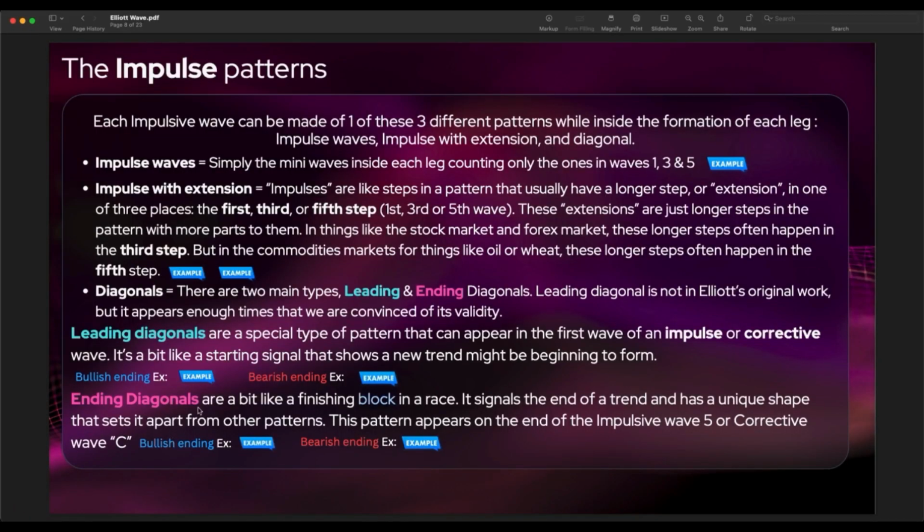Ending diagonals are a bit like a finishing block in a race. It signals the end of a trend and has a unique shape that sets it apart from other patterns. This pattern appears on the end of the impulsive wave 5 or corrective wave C. That's when we start getting to the A, B, C, D, E patterns, okay? So I'm gonna open up a quick example for you.